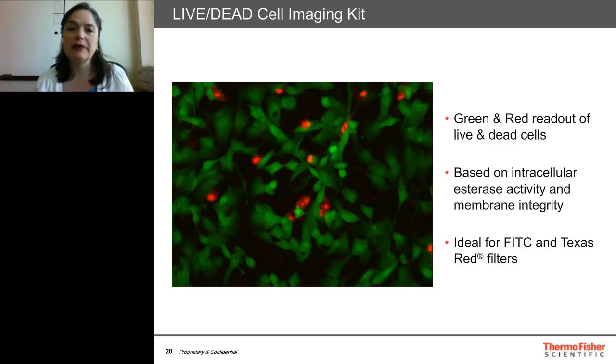And I think that in the next movie that's played, you can actually see a movie of how the cells would look if you were looking in the ocular and they started out healthy and then died.